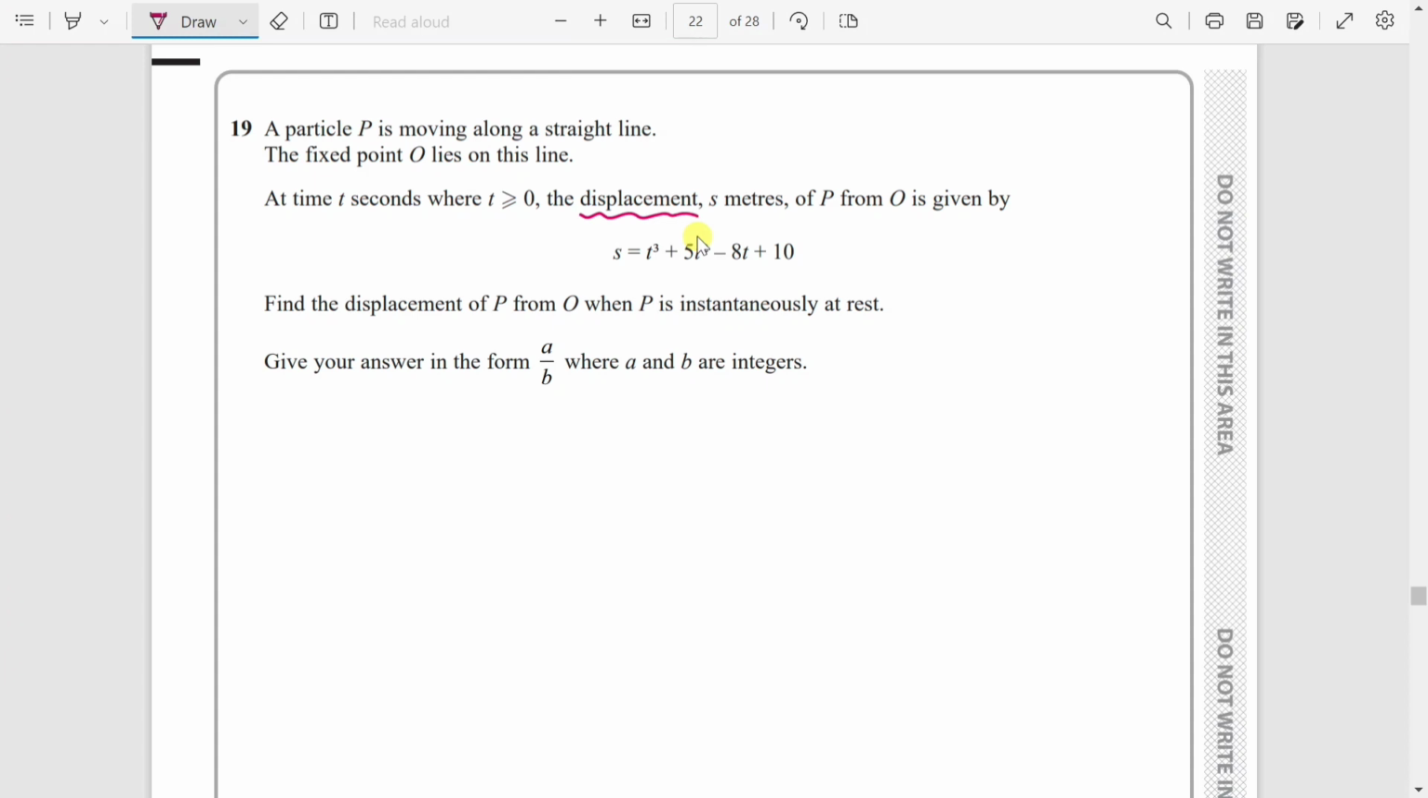This is all about differentiation, and you've got 3 things to know: displacement, velocity, and also acceleration. These 3 components. Displacement is usually s, velocity is v, and acceleration is a. The way it works, when you differentiate, it goes from s to v, and then v to a. That order. So let's keep going now.